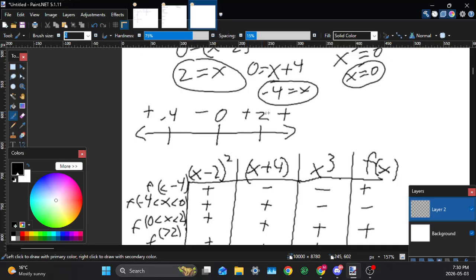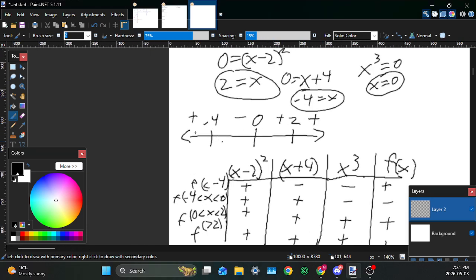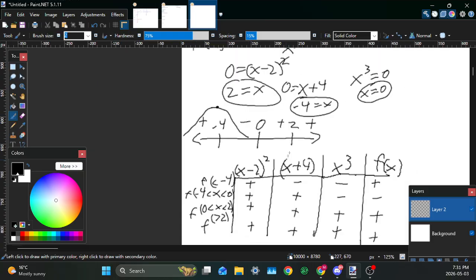The reason that this is like this is because the 2, as we'll see later, actually has a multiplicity of 3. It's a critical point, but it's not going to be a minimum or a maximum. Whereas 0 is just an asymptote. So the only actual point here is going to be negative 4. So it'll be a local maximum there.